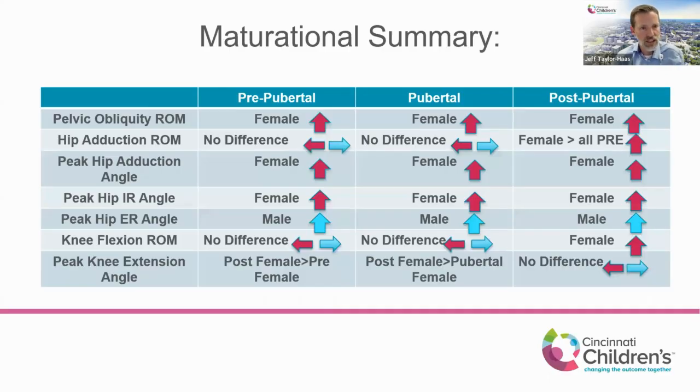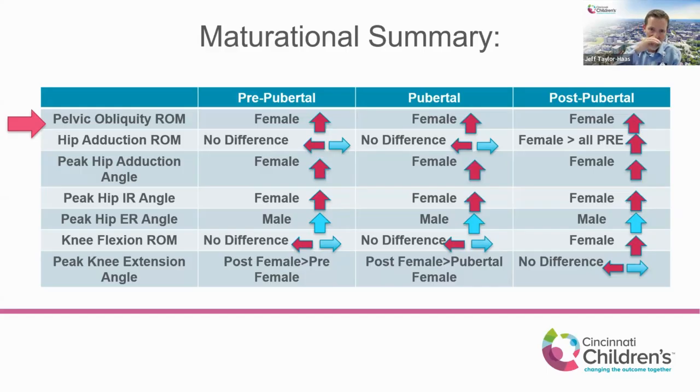And here's a summary of our key findings. And I realize this table is busy, so I'll do my best to share with you our key findings. We focused our efforts on pelvic and hip kinematics for this paper. And interestingly, at the pelvis, at each stage of puberty, females demonstrate increased pelvic obliquity range of motion in comparison to males, and also with respect to each other.